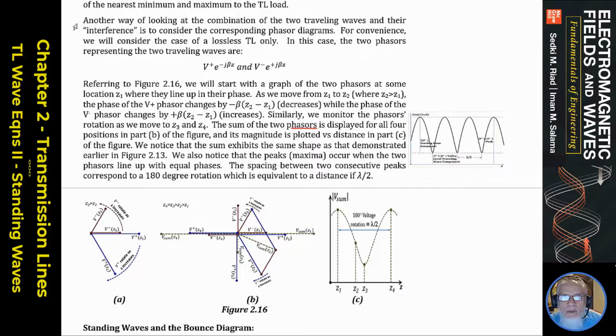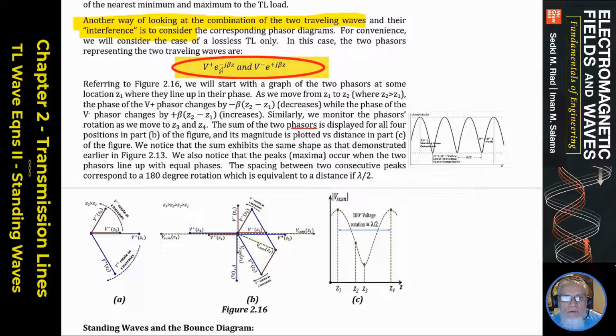Another way of looking at the combination of the two traveling waves and the interference that happens, and the standing waves or the mixed wave that result, is to look at the two components, the V plus e to the minus gamma z and the V minus e to the plus gamma z, and see how they mix with each other. Again, to simplify the story, we're going to look at them in a lossless situation where alpha is 0. So we're looking at V plus e to the minus j beta z and V minus e to the plus j beta z, with alpha being 0.